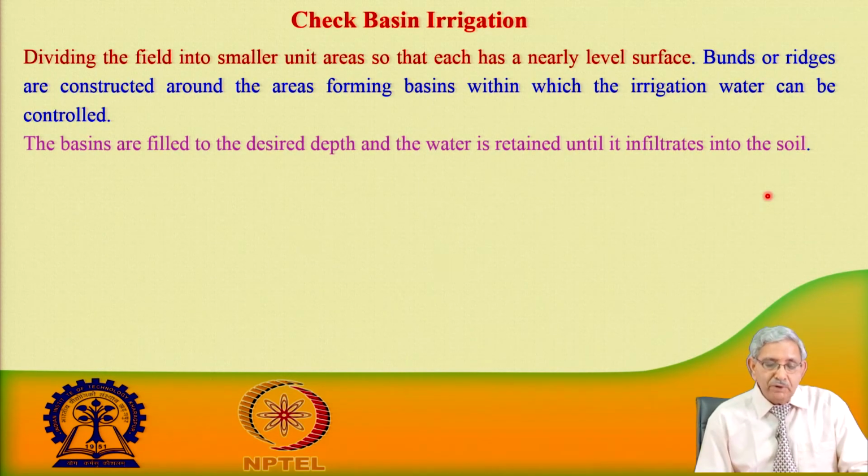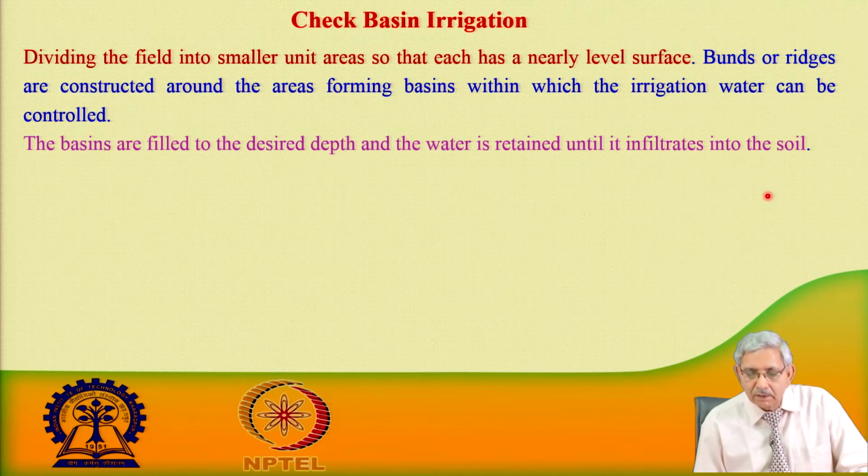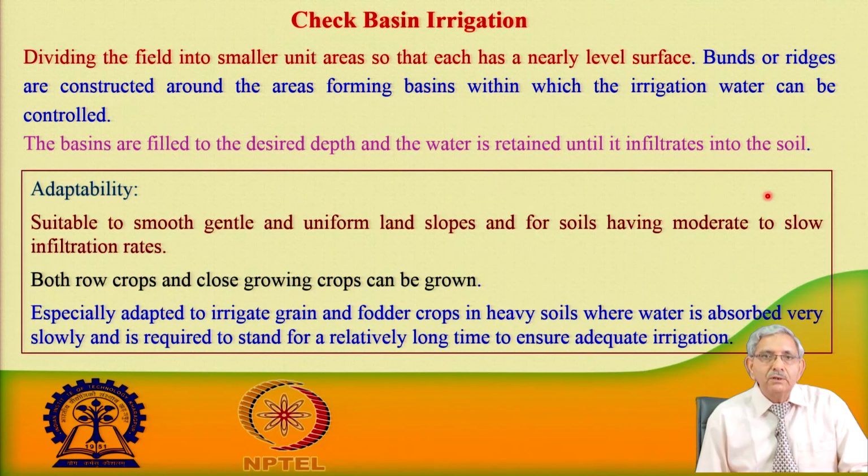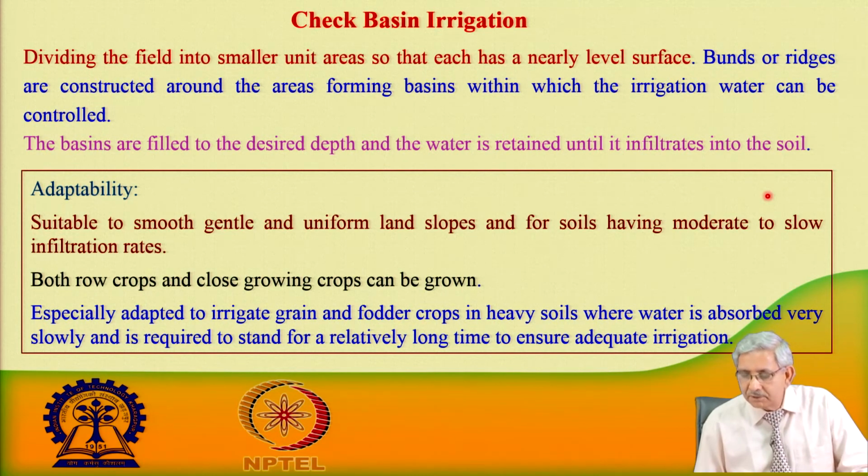Check basin means dividing the field into smaller units. In the case of a border it is a long strip. Here this strip is divided into a number of smaller unit areas, so that each unit has a nearly level surface. Bunds or ridges are constructed around the area forming a basin within which irrigation water can be given or controlled. Basins are filled to the desired depth and water is retained until it infiltrates into the soil.